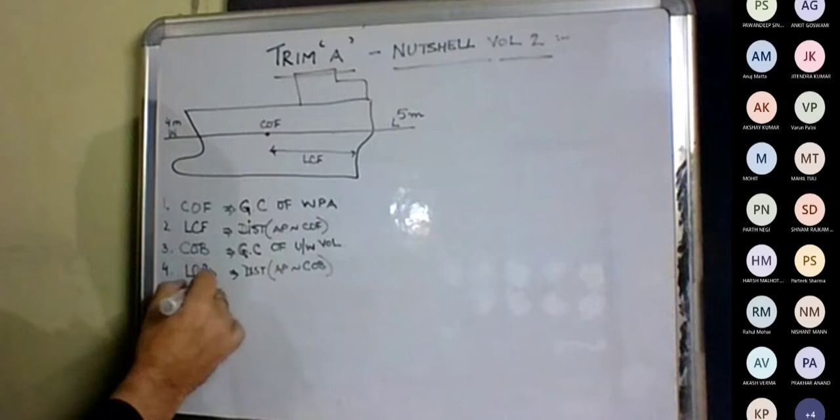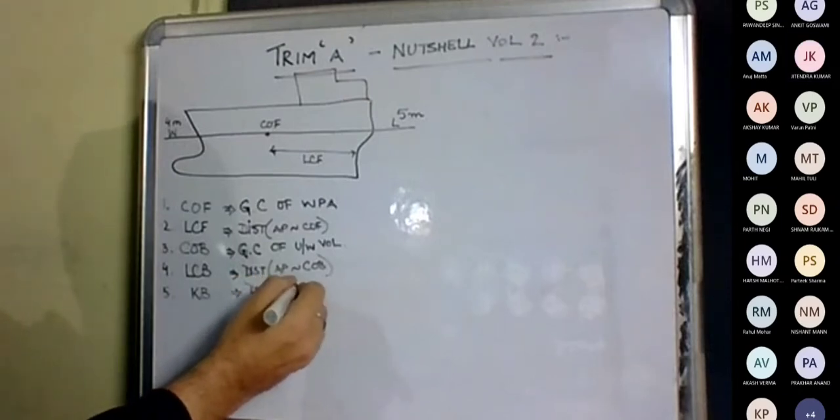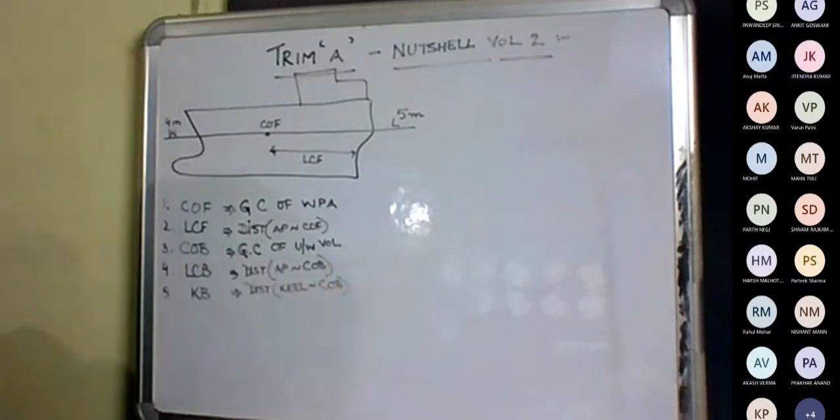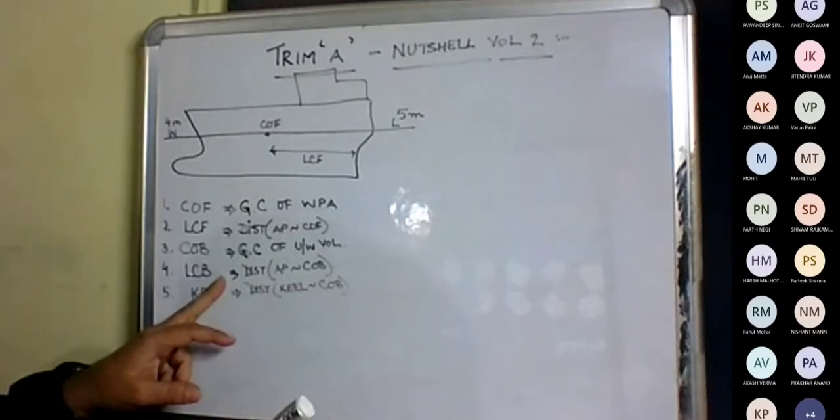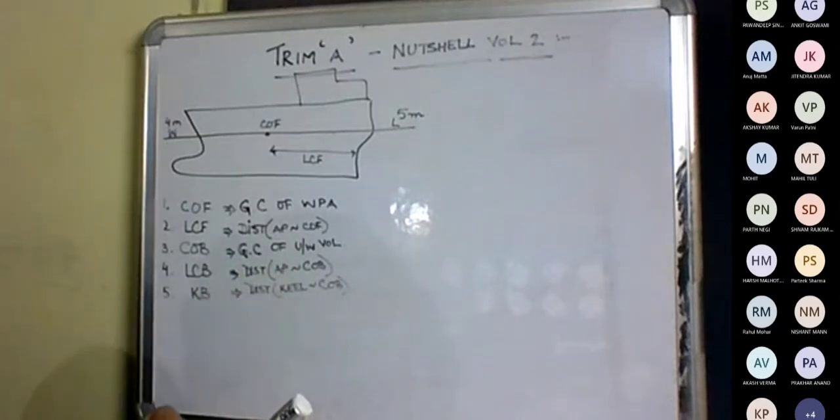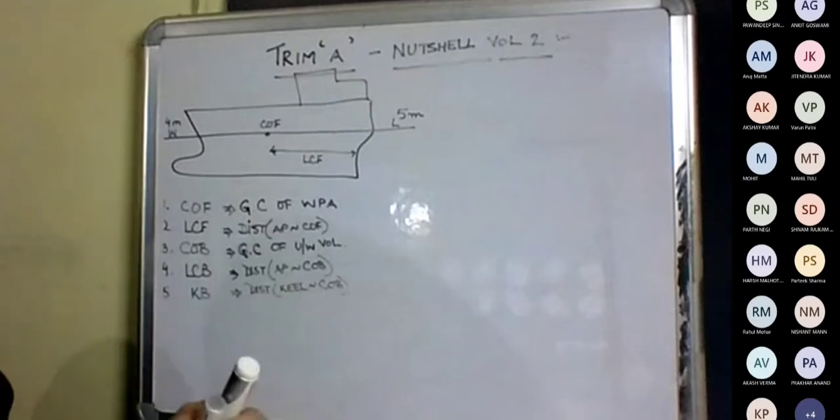And therefore, KB is the distance from the keel. Sir, LCB is from the forward perpendicular, no? Sir, please explain the LCB once more. LCB is the longitudinal center of buoyancy, the distance between the aft perpendicular and the center of buoyancy. Okay, sir. KB is the distance between the keel and the center of buoyancy.